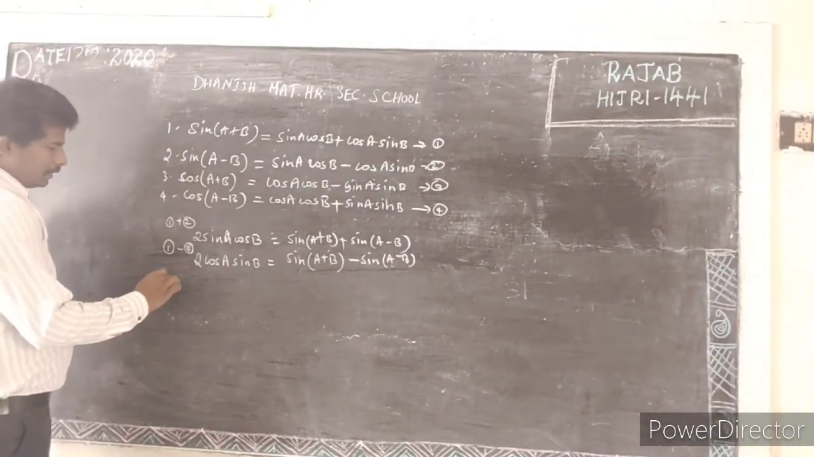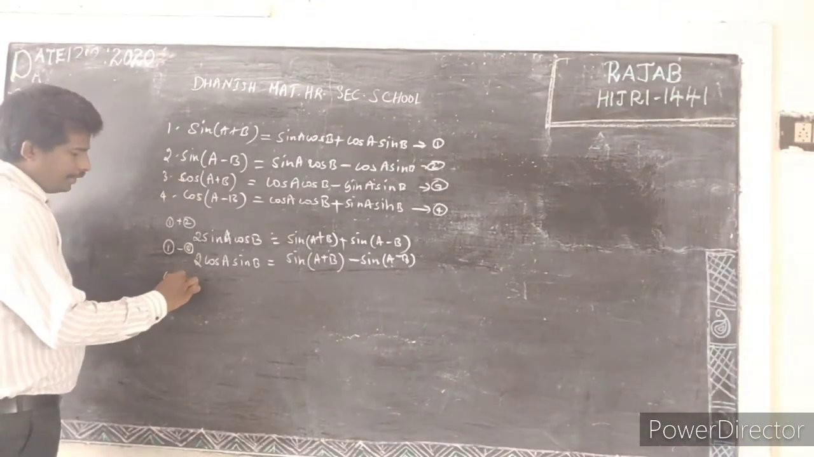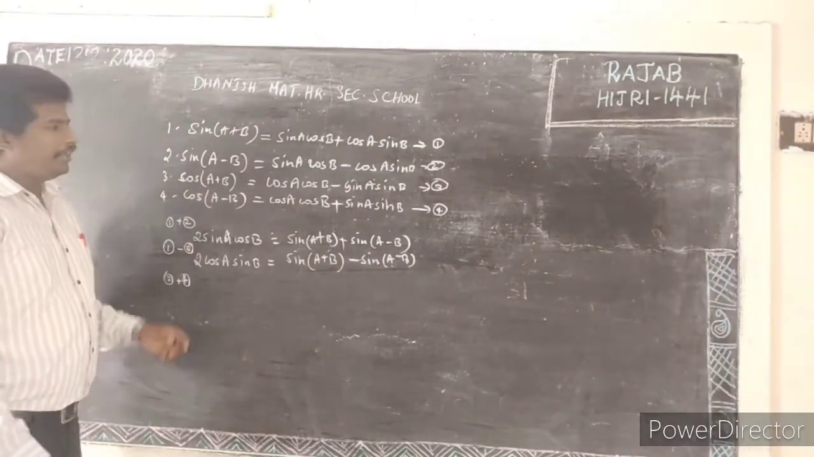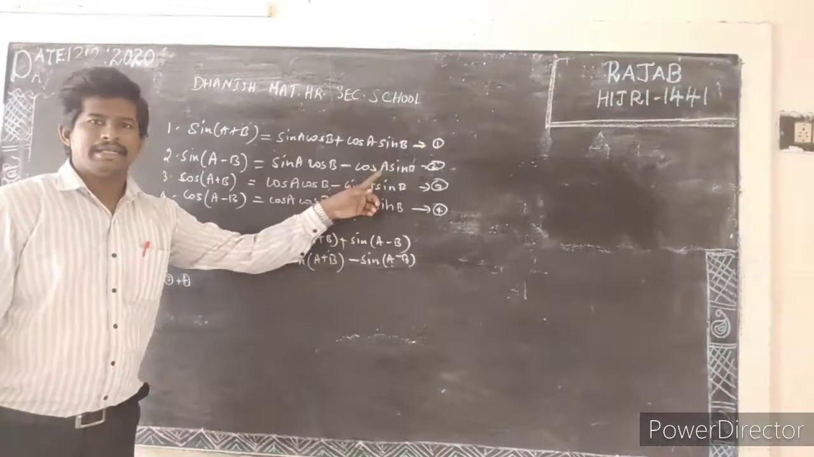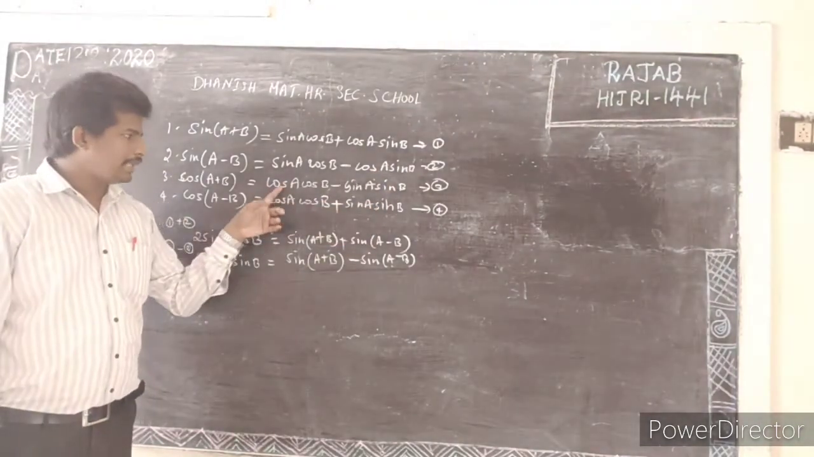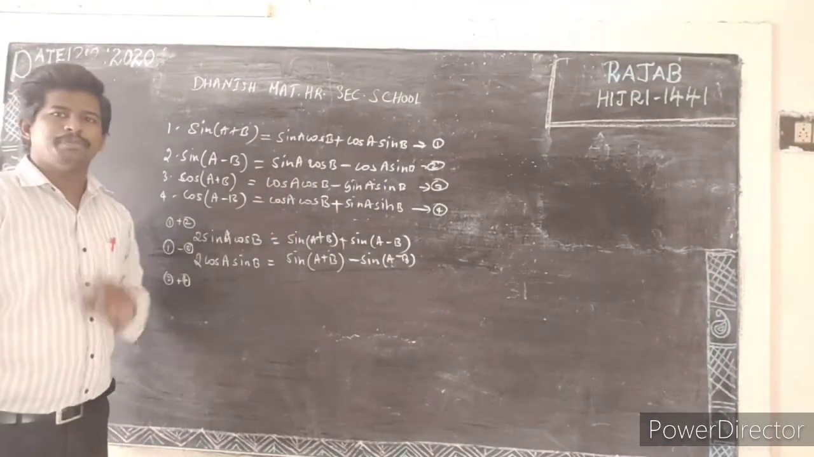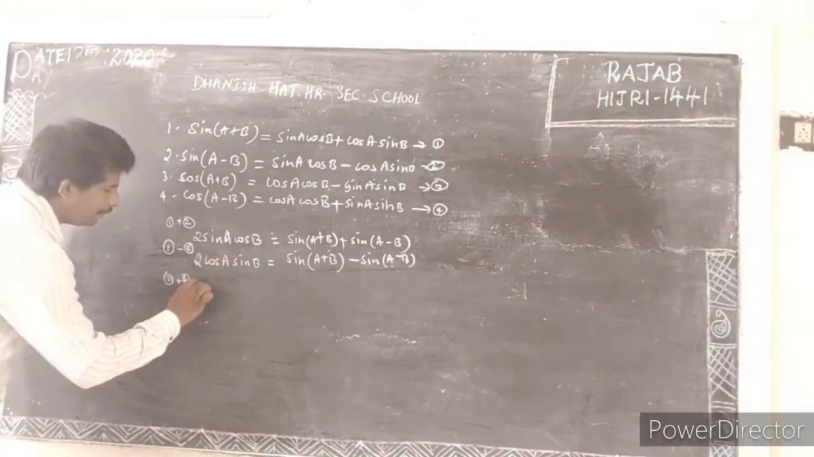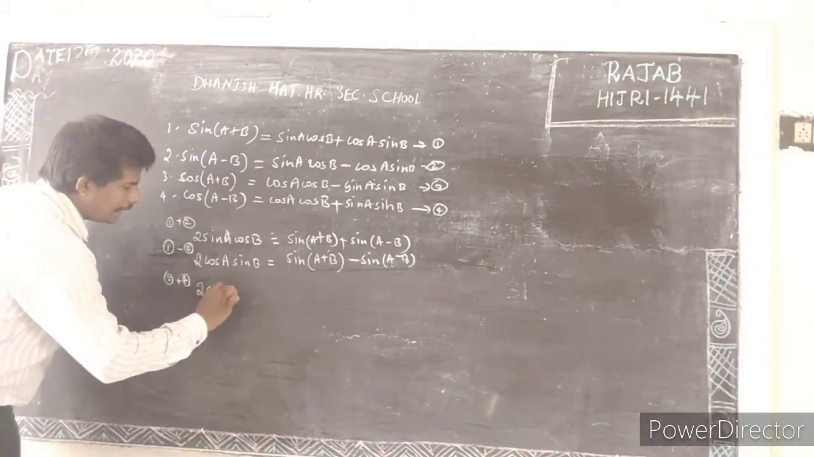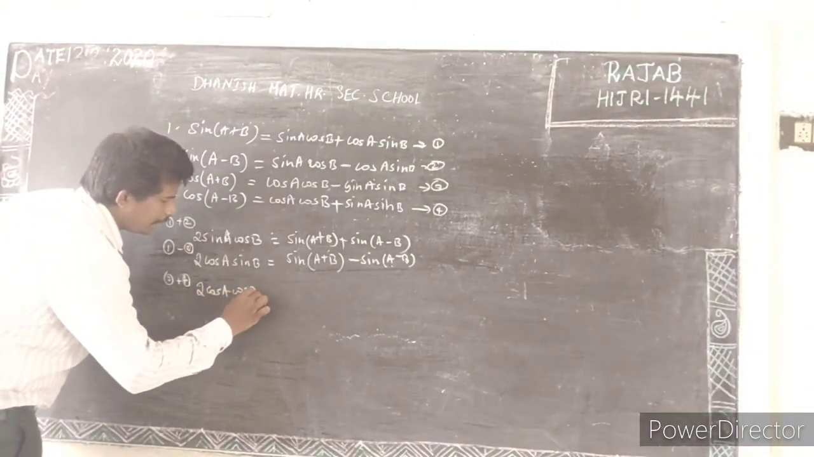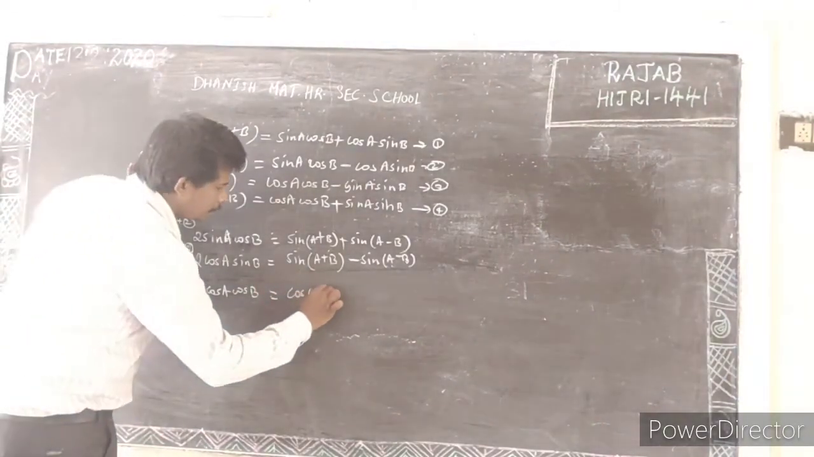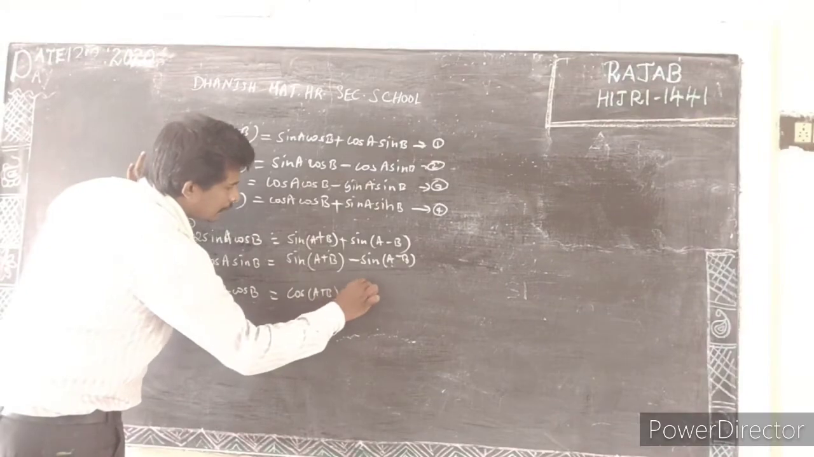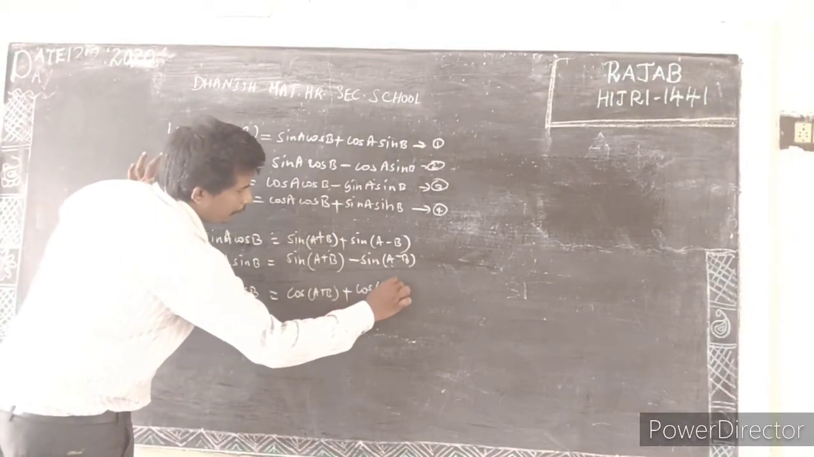Now, I am going to add equation 3 and 4. If you add these two equations, what will happen? These two terms will get cancelled. Am I right? We will have cos A cos B as well as cos A cos B. So we will have 2 cos A cos B equal to cos of A plus B plus cos of A minus B.